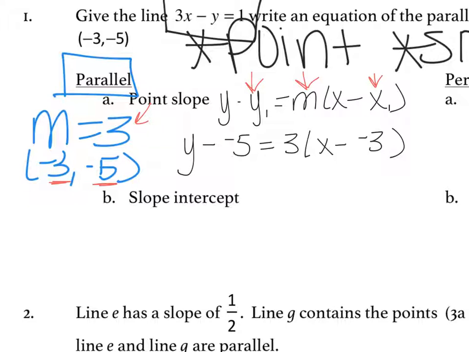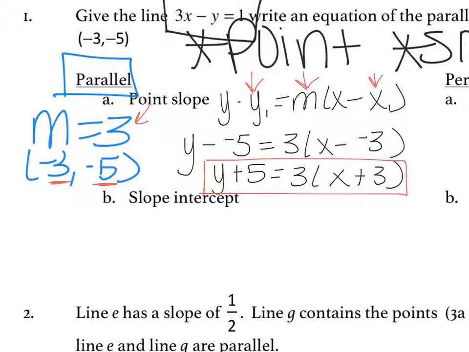The only thing left to do here for point slope is to change the subtracting a negative into a positive. So y plus 5 equals 3 times x plus 3. And that is all you have to do if you want the equation of a line in point slope form. To get it into slope intercept form, you take your point slope form and simplify it. You're going to distribute the slope into the parentheses, so I'm just going to rewrite this.